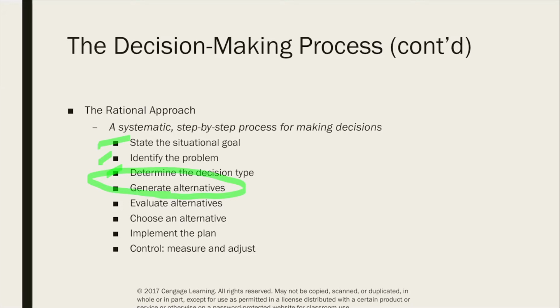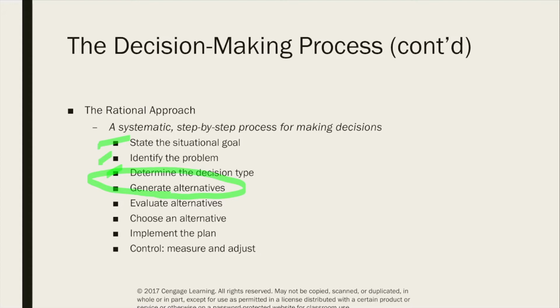And then the next step, as you see, is to evaluate the alternatives. And again, the formula for that is the alternative that has the greatest amount of payoff at the least amount of risk or cost. So you want to evaluate those alternatives for that end result, and then choose an alternative.